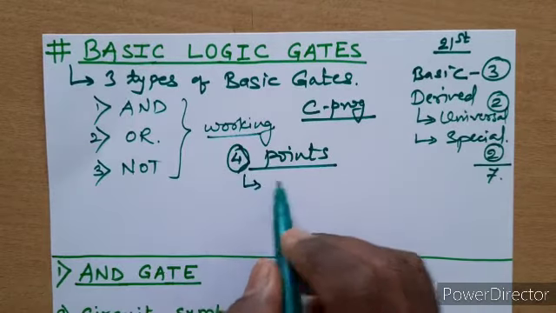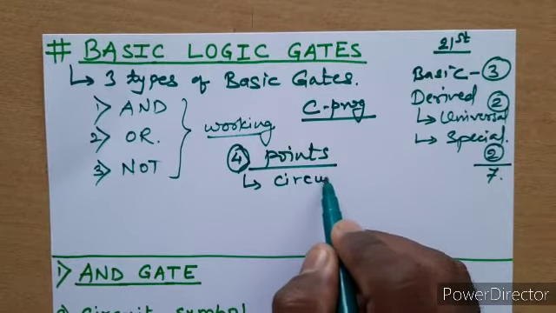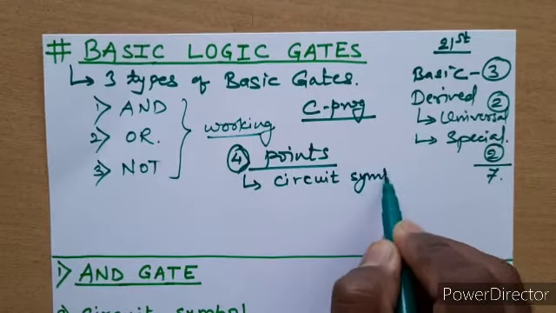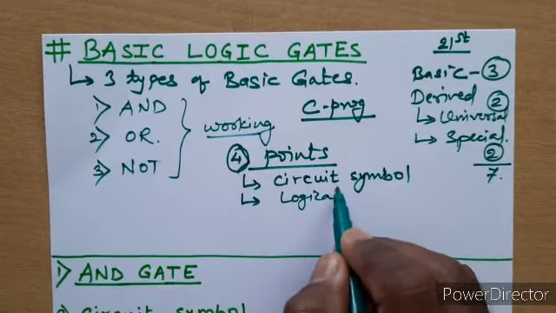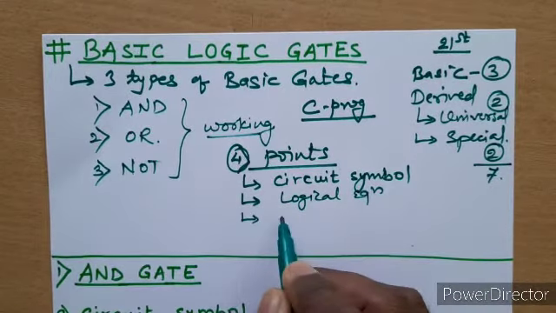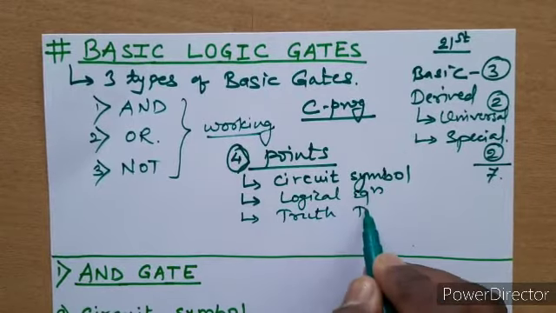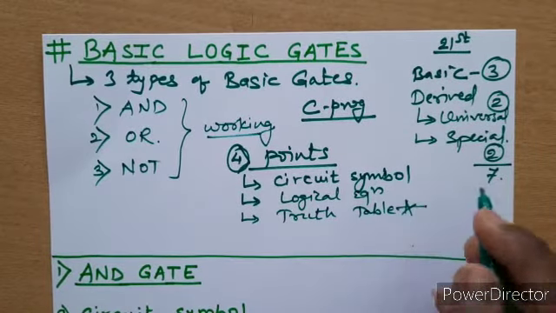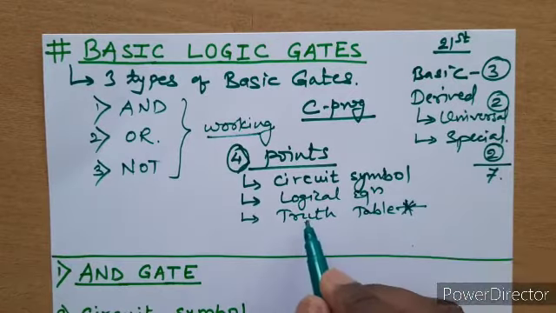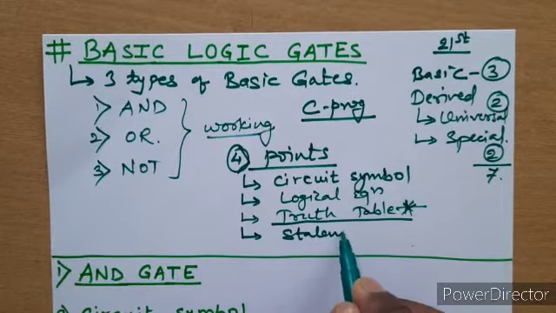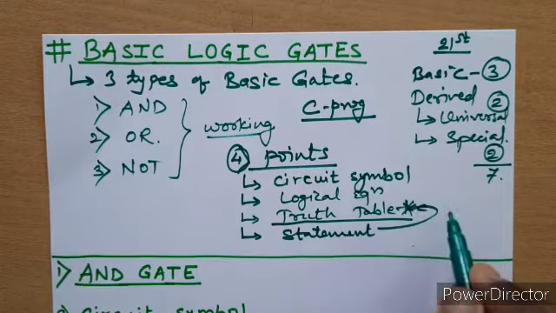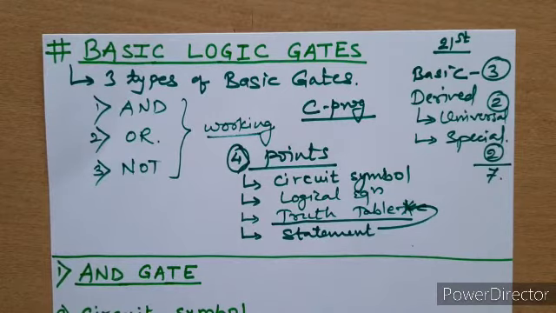Okay, so circuit, symbol, then logical equation, then truth table. Now this is really a critical, very important part of any gate or any digital circuit, that is truth table, and then statement. Now based on this truth table, what statement can you draw or what statement can you interpret for any of the logic gates?